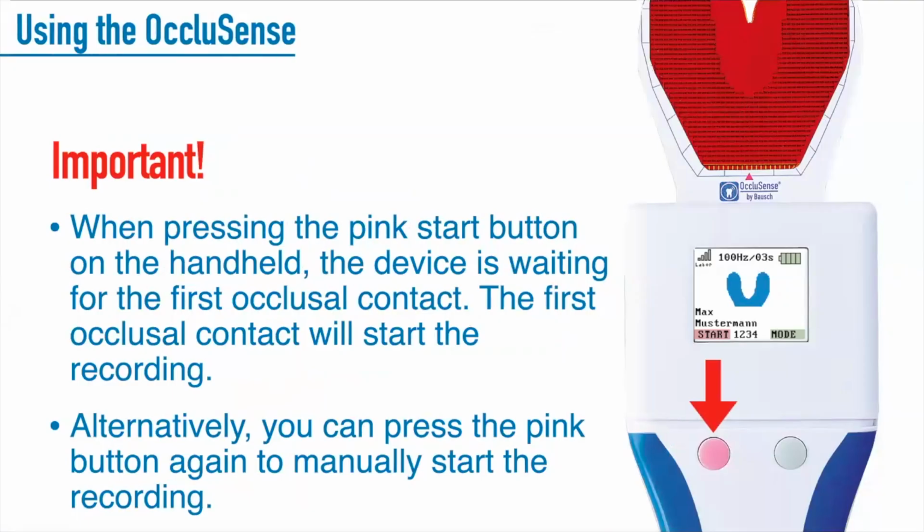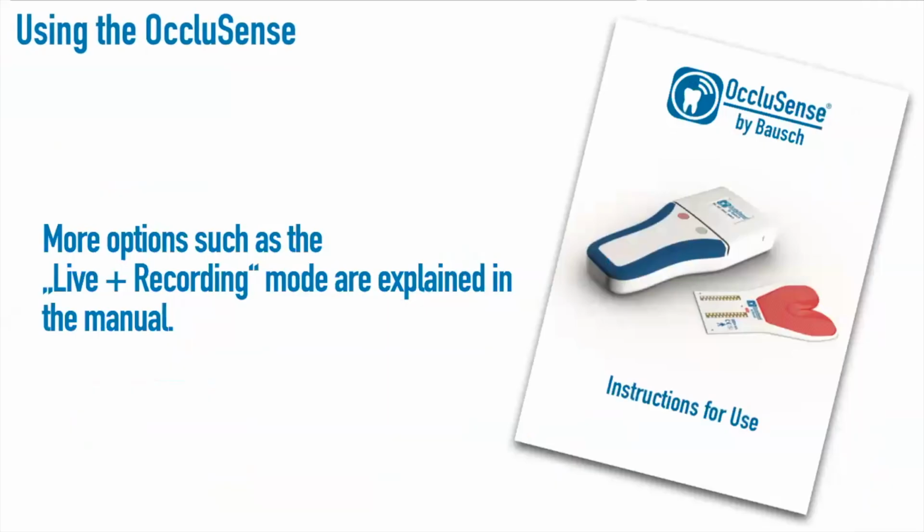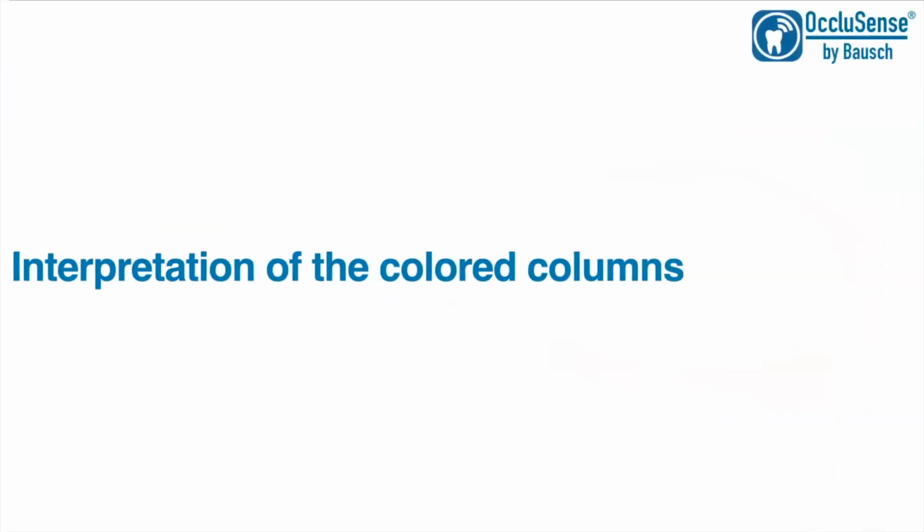As mentioned earlier, you are also able to start a recording using your handheld, but the seconds that you selected beforehand won't necessarily start when you are pressing the button, because the sensor automatically detects when a pressure change is being applied to your sensor, which is the time when your recording will then start. For more options such as live and recording mode, you can read them up in the manual. The instructions for use are uploaded on the OccluSense website, ready to download in different languages.